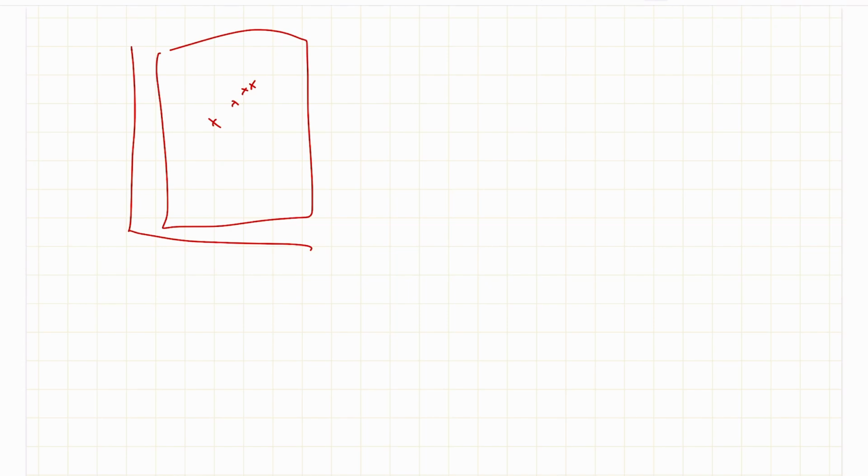Secondly, plenty of people didn't actually use little dots with circles for plotting the points. That's the preferred way of doing that. So make sure you do that.